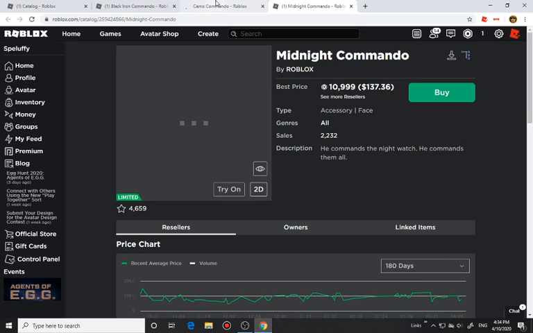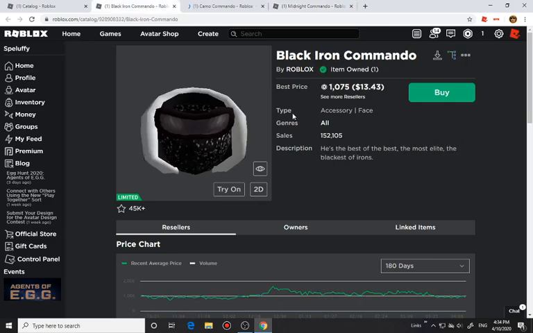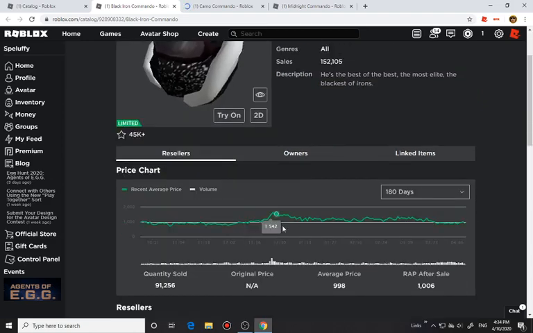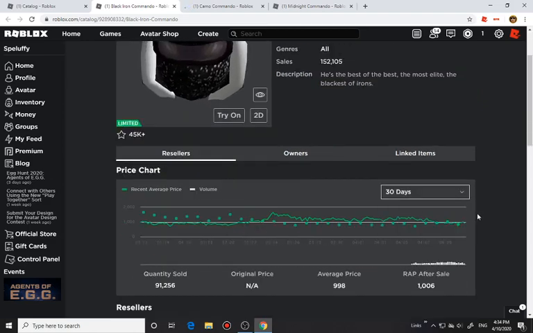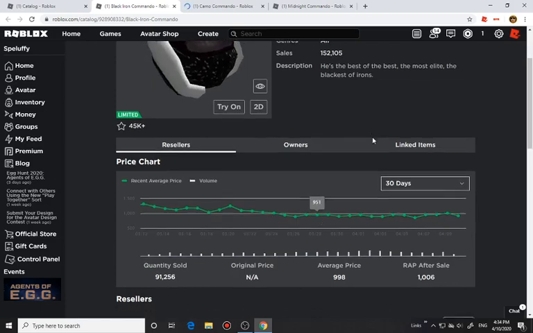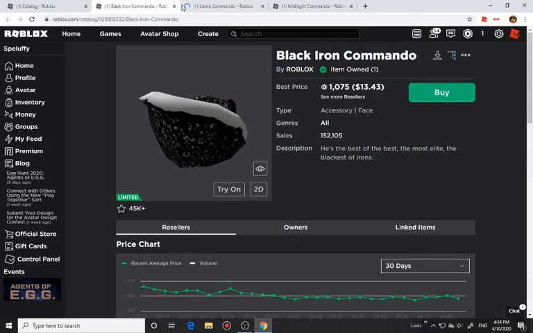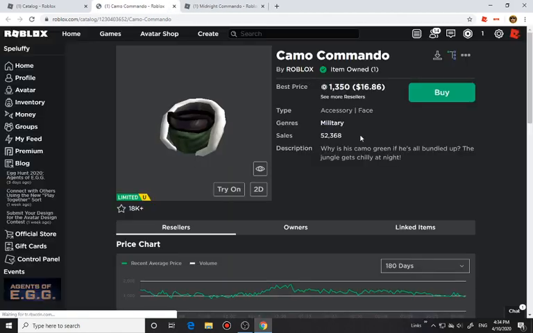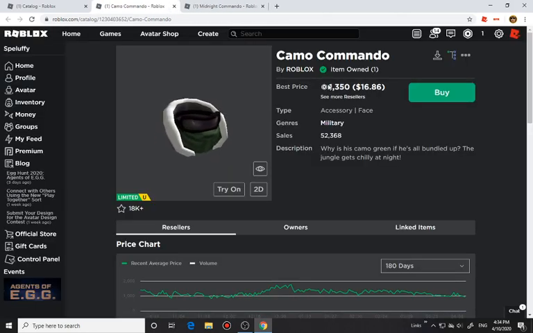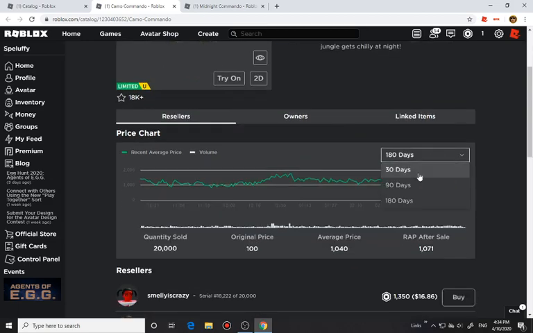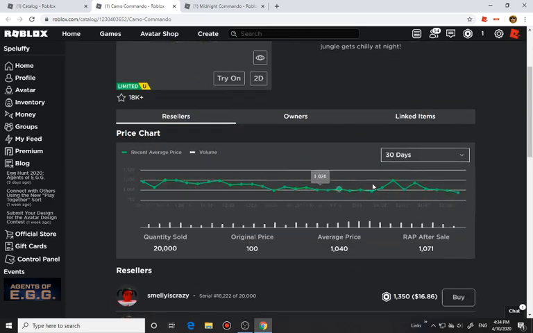Alright, so let's take a look at Black Iron. Black Iron's the cheapest one. There is one that's on sale, but it's not limited. But this one, you can see tons of sales. Just tons within the last 30 days. This is a really good one. Ton of them in circulation. Really good high demand item. Same with Camo. Camo is, most of the time, more expensive. Sometimes this goes under Black Iron, but usually this is one that is above it, and you can see tons of sales.